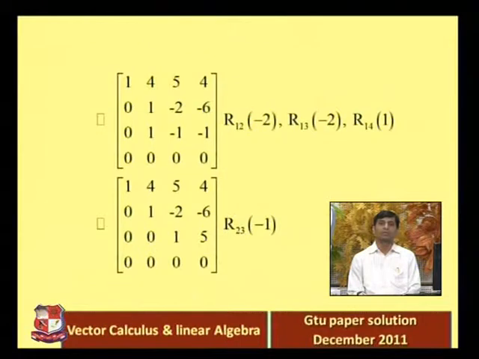So 1 4 5 4. Now the next process: we multiply the second row by -1 and add it to the third row. The first and second rows are as they are, and only the third row changes. So 1 4 5 4, 0 1 -2 -6, the third row becomes 0 0 1 5, and the fourth row is as it is, 0 0 0 0. Now this matrix is in row echelon form. You can see all the conditions to be a row echelon form.